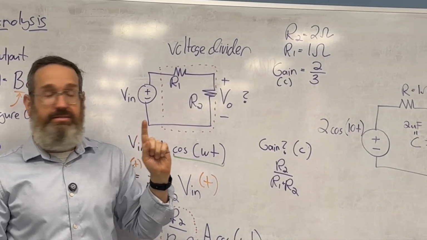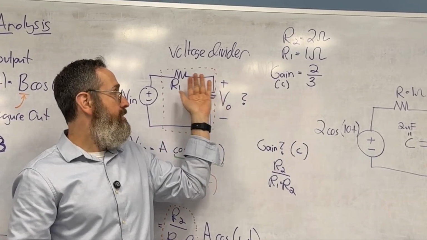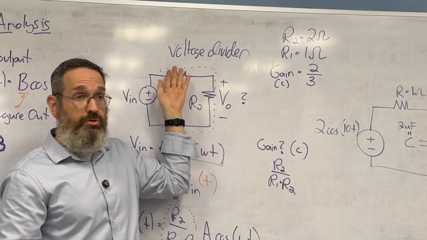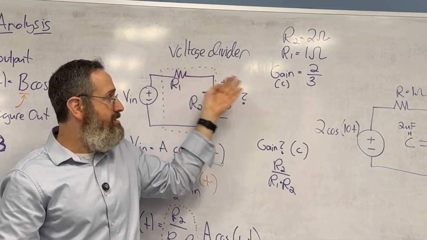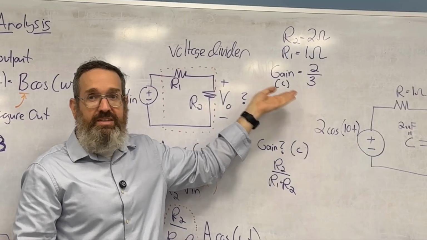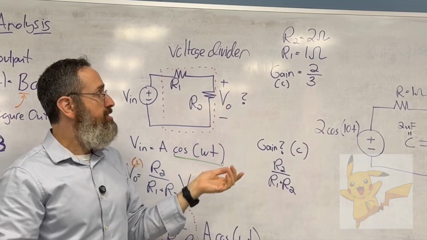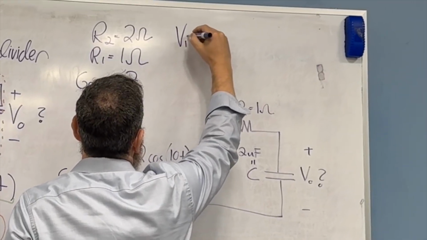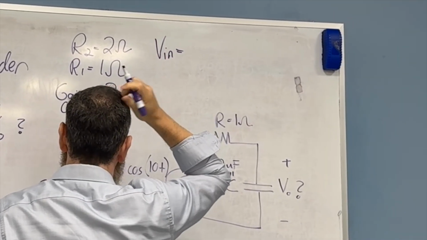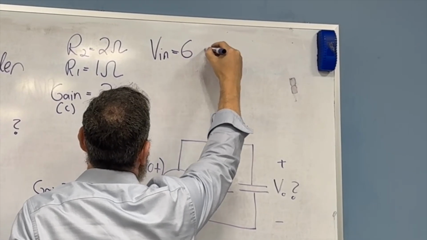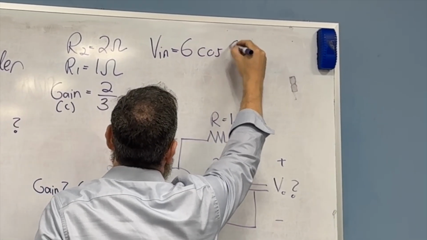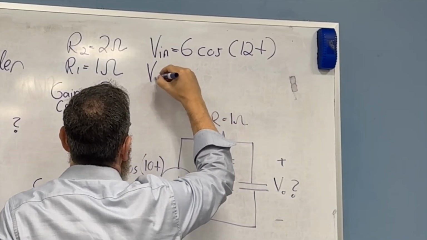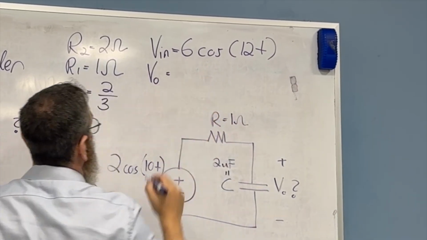What's interesting is that once we know the gain, you can ignore the circuit. Because to win the game of sinusoidal steady-state analysis, you just need to know the gain. Once you have the gain, you've won. So now let's give a specific input. We're going to say V in is equal to 6 cosine of 12t. Now you have to say, what's the output in this case?